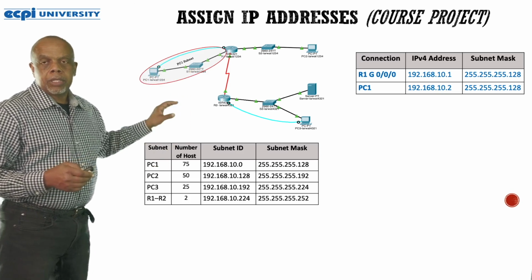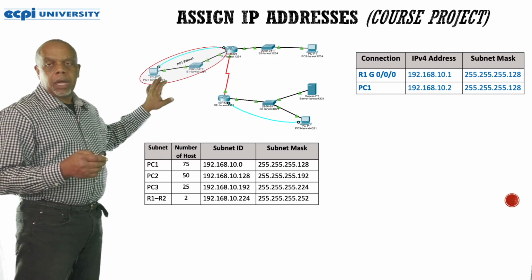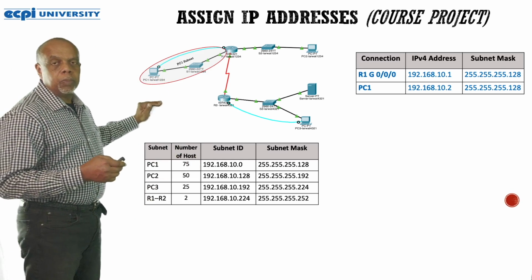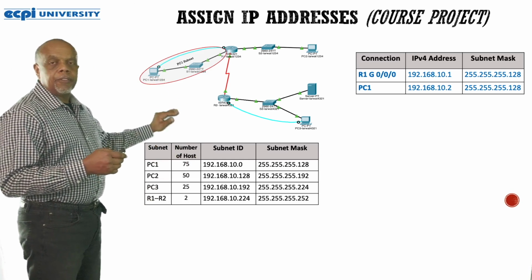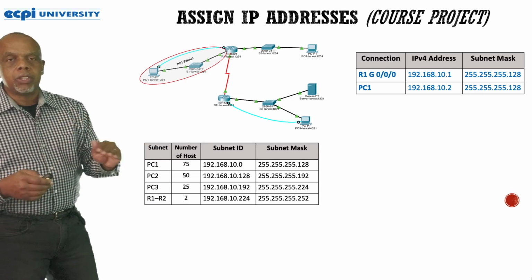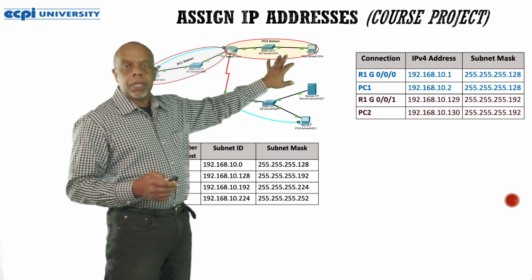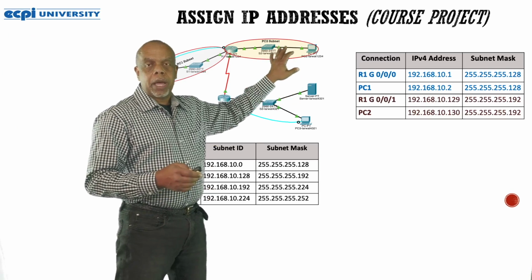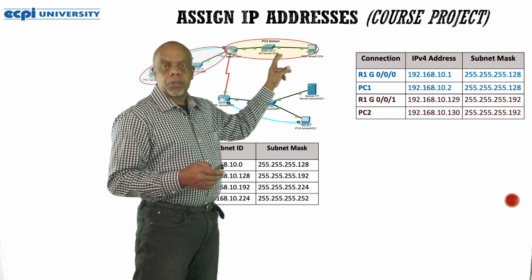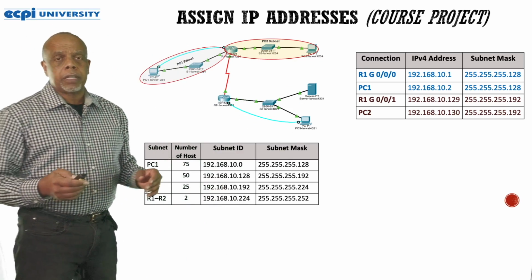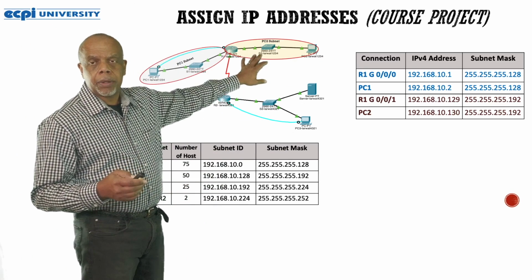So PC1 would be 192.168.10.2. If I have another PC2, PC3, other devices, then I would incrementally give each one an IP address. Do the same thing for this subnet, which is going to be your router, same router, but it's your other interface. It's going to be the second interface off of that gigabit interface off of this router.